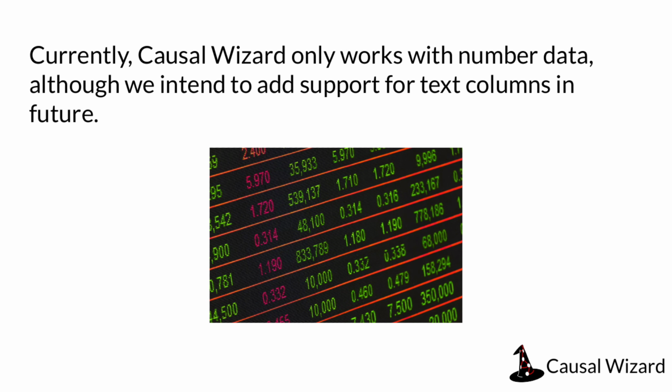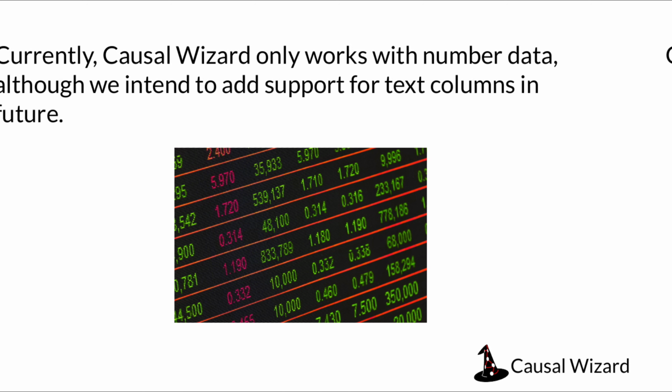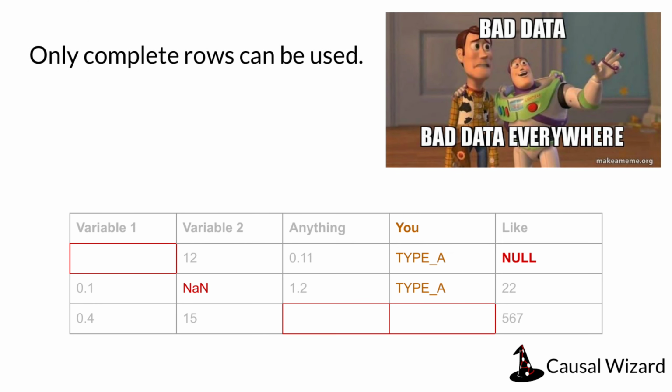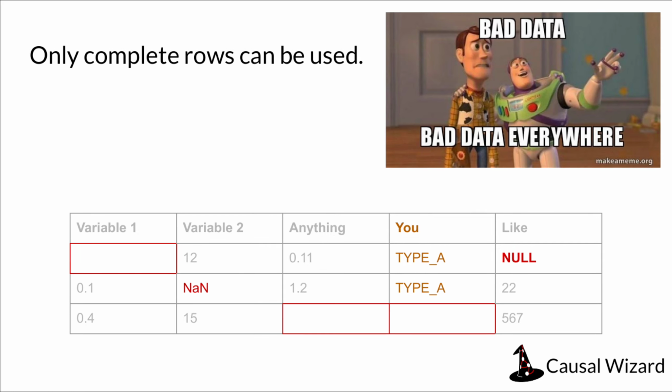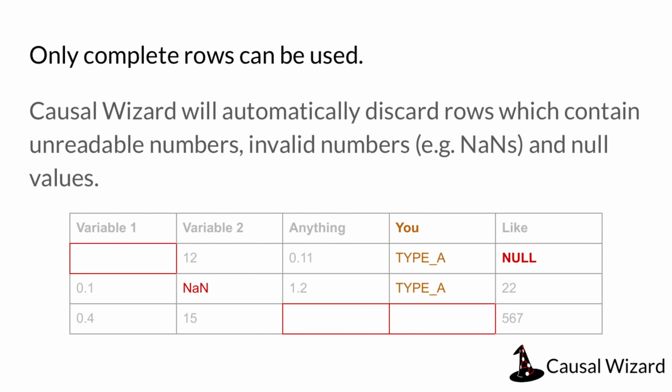Currently, Causal Wizard only works with number data, although we intend to add support for text columns in future. Note that only complete rows can be used. Causal Wizard will automatically discard rows which contain unreadable numbers, invalid numbers, and null values.